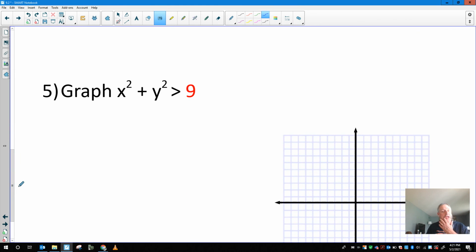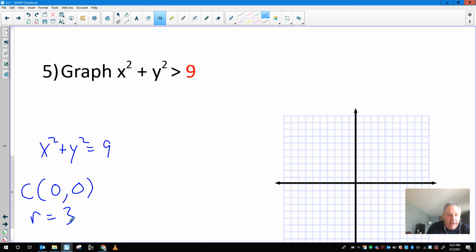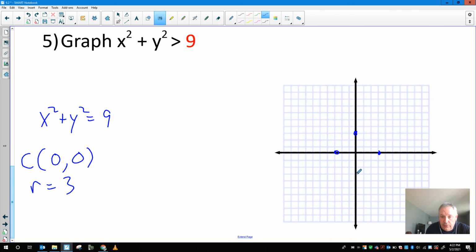And the last one, go ahead and put a 9 in here. Let's just pretend it was equals 9. So x squared plus y squared equals 9. I know that my center is 0, 0, and my radius would be 3. So that picture is easy. 1, 2, 3 in each direction. Those would be the points that are exactly equal to 9, so they would have a radius of exactly 3.